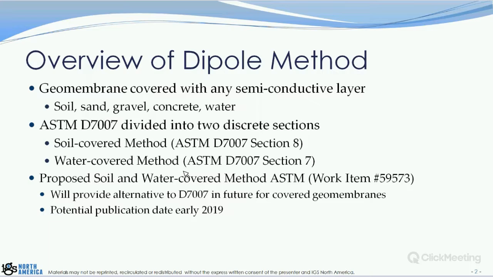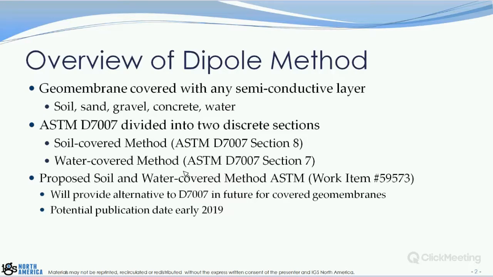So ASTM D7007 is divided into two different sections. The soil covered method is in section 8. The water covered method is in section 7. It's the same principle. They're all the dipole method, but the procedures are just slightly different for water and soil covered. And part of it just has to do with the history of the technology and how it has evolved. It actually started with water covered methods and evolved to soil covered.